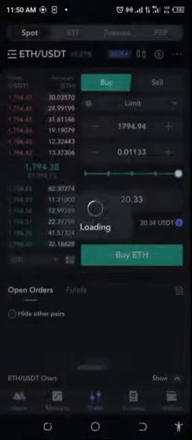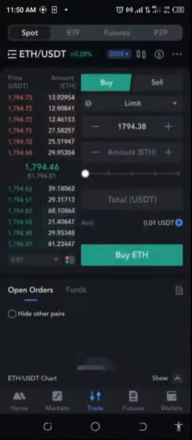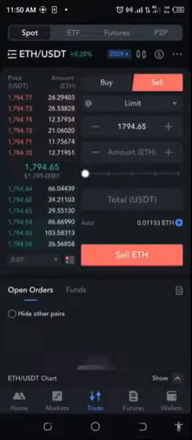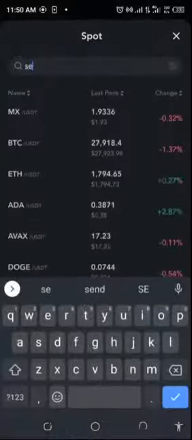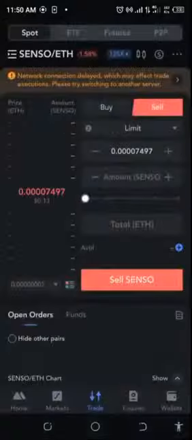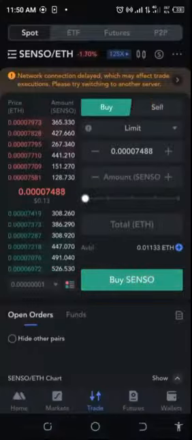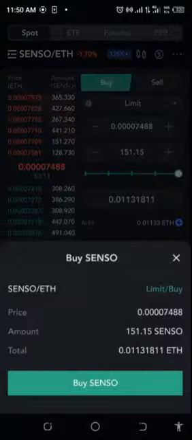Alrighty, so we do this. Let's hope it bought. Did it buy successfully? It did. Okay, let's go to Senso. Let's hope we won't be tied down by this. Senso USD, Senso ETH. Don't forget it was Senso ETH. Okay, so we need to buy 100%. Good. I hope this is gonna work. I hope we wouldn't be put in the queue. Let's try and see.